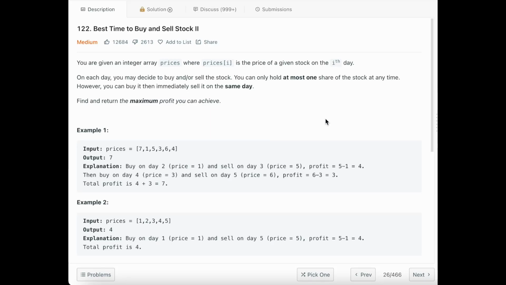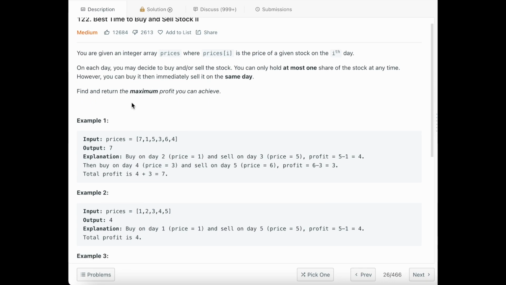Hi guys, today let's discuss LeetCode question 122, Best Time to Buy and Sell Stock II. You are given an integer array prices where prices[i] is the price of the given stock on the ith day. On each day, you may decide to buy and/or sell the stock. You can only hold at most one share of the stock at any time. However, you can buy it, then immediately sell it on the same day. Find and return the maximum profit you can achieve.